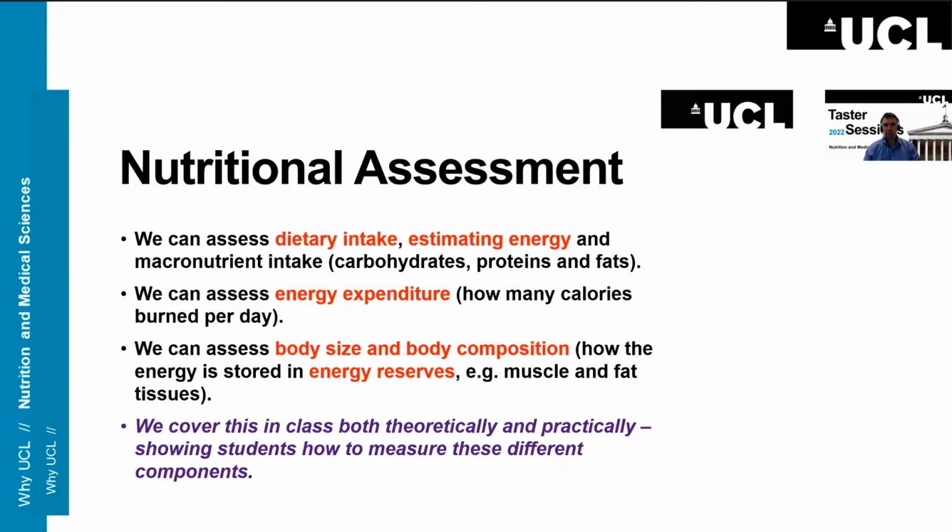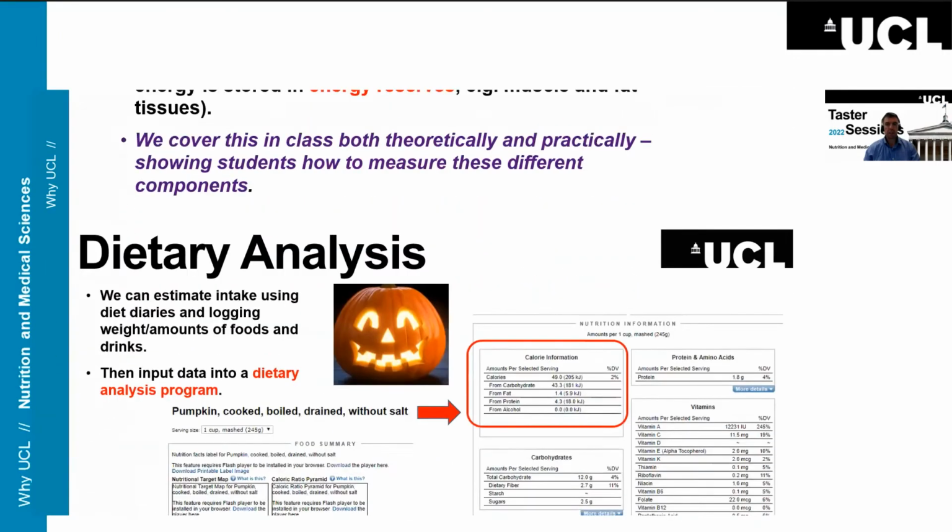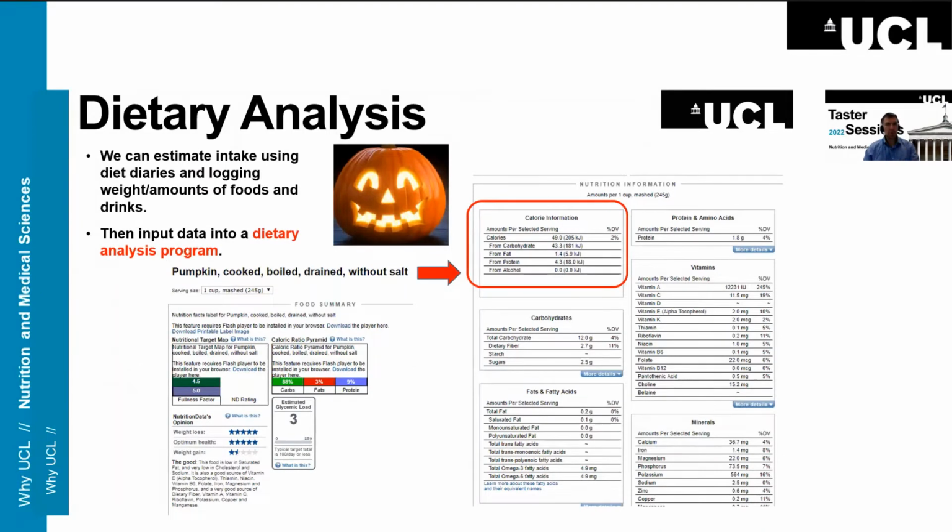And so we cover all these things in depth, both theoretically and practically within our course. The idea is we show students how to measure these things, because especially if you later become a private nutritionist or a dietitian, this stuff is absolutely critical. You need to know how to do this and do it accurately. For example, with dietary analysis, we could estimate intake using diet diaries and diet recall methods. The idea is that you log the amounts of food and drinks that you consume, the exact quantities if possible, and you can put it into a dietary analysis program.